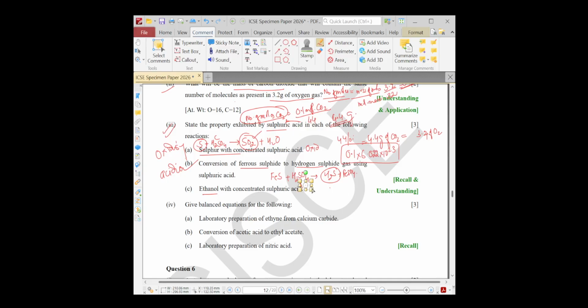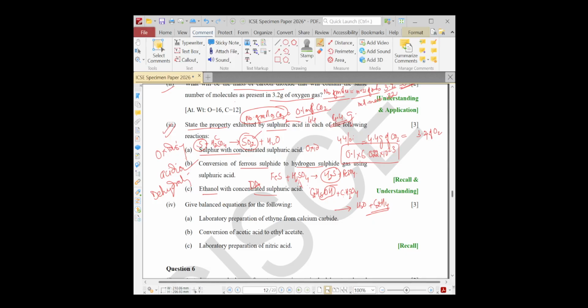Then next we come to ethanol. Ethanol is C2H5OH. This reacts with concentrated sulfuric acid. So what will happen? Concentrated sulfuric acid will act as a dehydrating agent. It is going to remove water, H and OH from here, you will get water, and C2H4, ethene, is formed. So here it is showing the dehydrating property. So you have to mention the property.